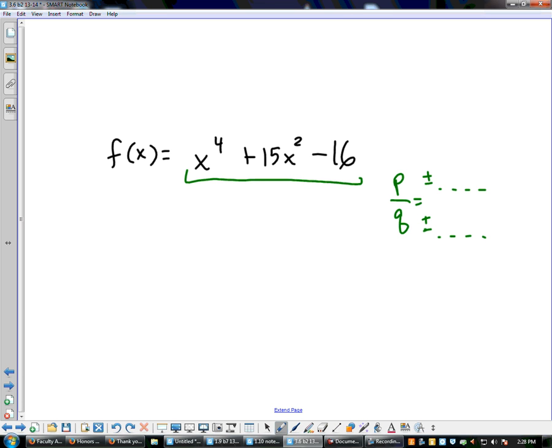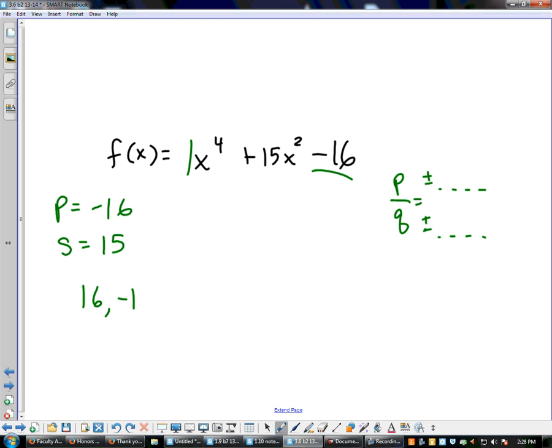Well, I see that this is an even power, and this power here is half of this first one, and that this is a constant. So that does make it possible that it can be factored by using product-sum. So let's try that. The product would be 1 times negative 16, that's a negative 16. And the sum is 15. Are there two numbers that will work? How about 16 and a negative 1?